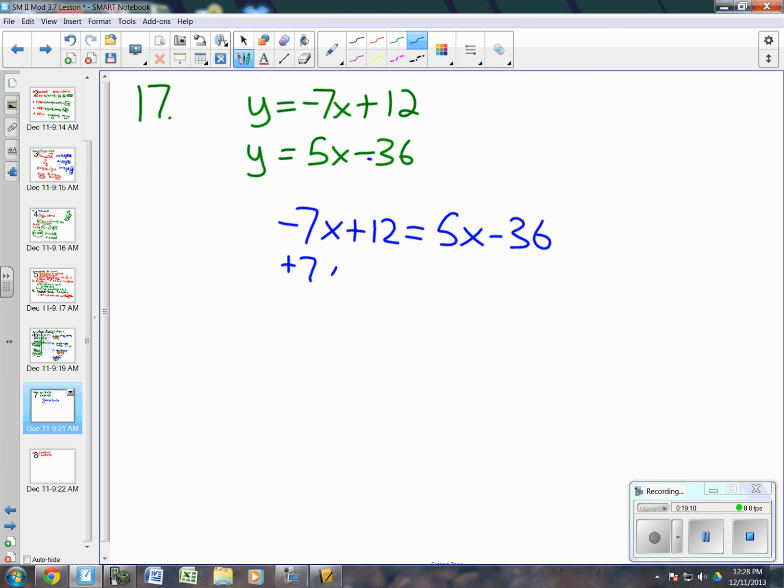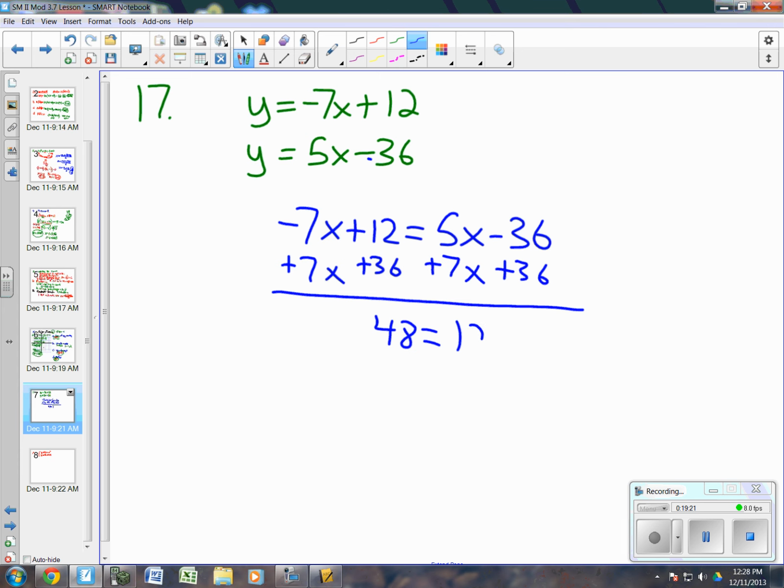I can add 7x to both sides and add 36 to both sides. That adds up to 0. That adds up to 48. That adds up to 12x. That adds up to 0. So what's the last thing I need to do to solve this equation? Divide by 12. And what do I get? X equals 4.